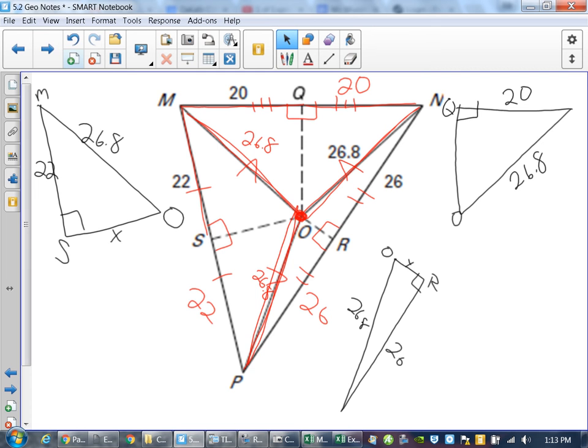Is that just 26 on the bottom? Yeah, it's 26. It's the same thing here. I just pulled it out so you can see it in here. That's all.